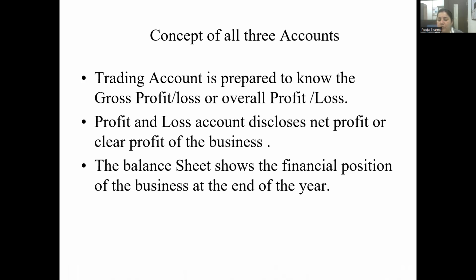The trading account is prepared to know the gross profit and gross loss, the overall profit or overall loss of the organization. The profit and loss account discloses the net profit and net loss position, the clear profit or clear loss of the companies. The balance sheet shows the financial position of the business at the end of the year. These statements are prepared at the end of each year to show the financial health of the organization, and it is mandatory under the accounting standard.